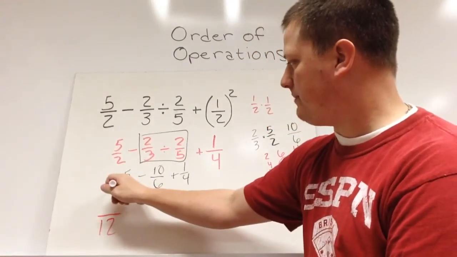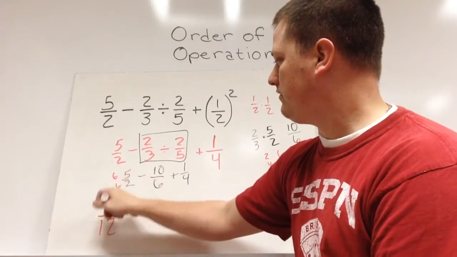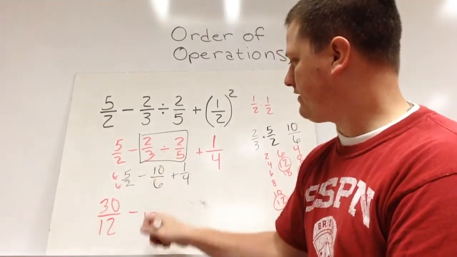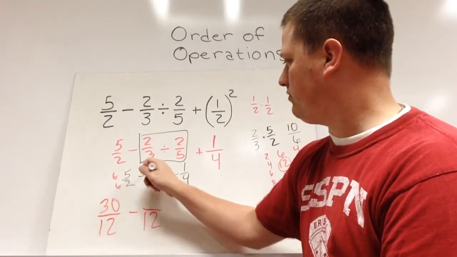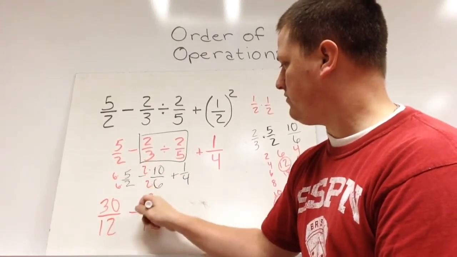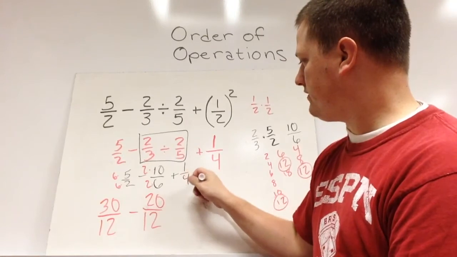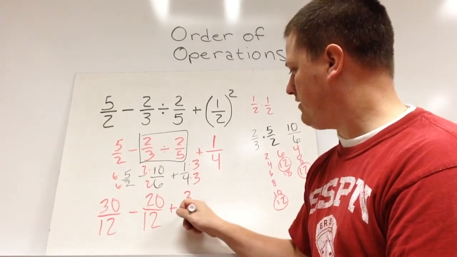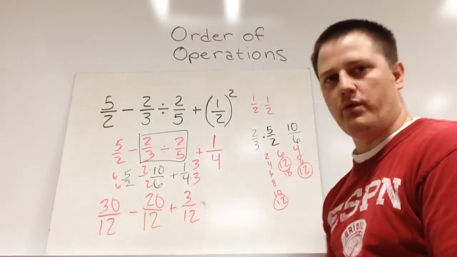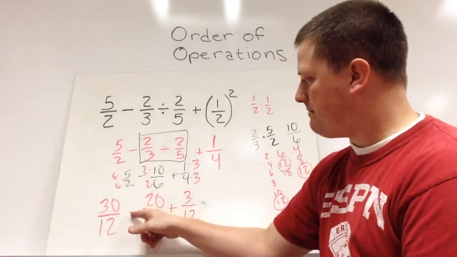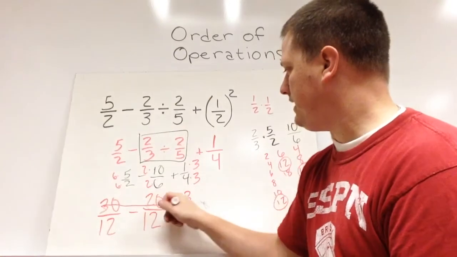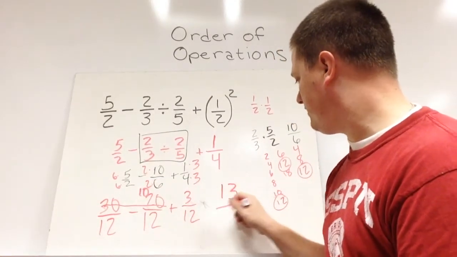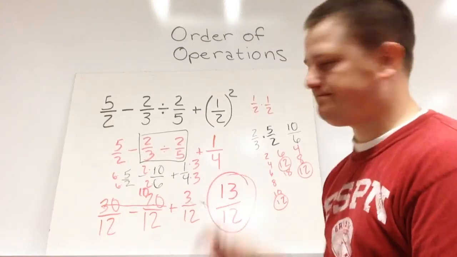2 turns into 12 by multiplying by 6. So that's going to be 30. 6 turns into 12 by multiplying by 2. So that's going to be 20. And 4 turns into 12 by multiplying by 3. So that's going to be 3 over 12. So here we go left to right. 30 minus 20 is going to be 10. 10 plus 3 is going to be 13 over 12.